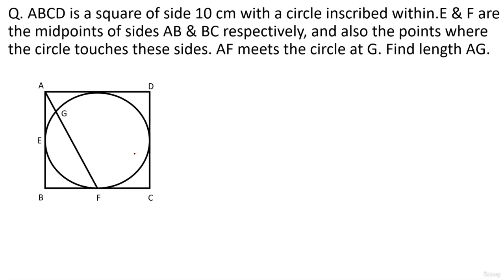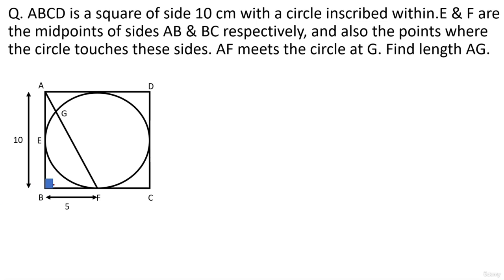Okay, guys. So let's first understand. It's given that ABCD is the square of side 10. This means AB will be 10 centimeters and FB will be 5 centimeters, right? And angle ABF will be 90 degrees here, right? Because it's a square, so all the interior angles, all the vertices, will be nothing but 90 degrees, right?